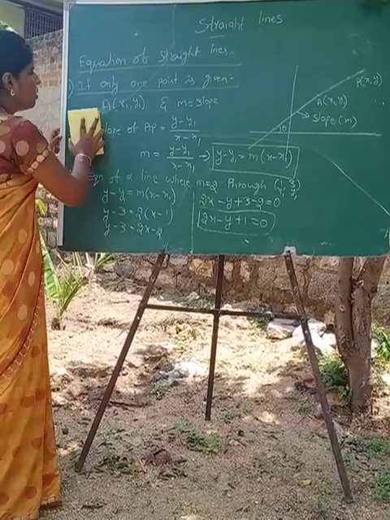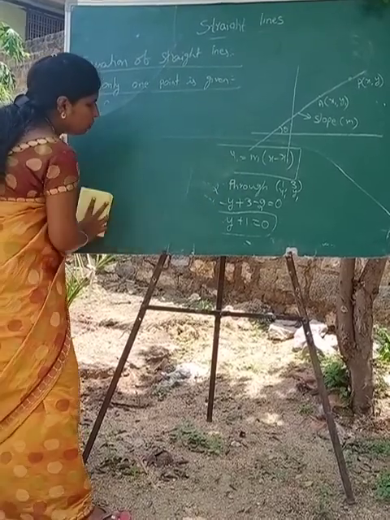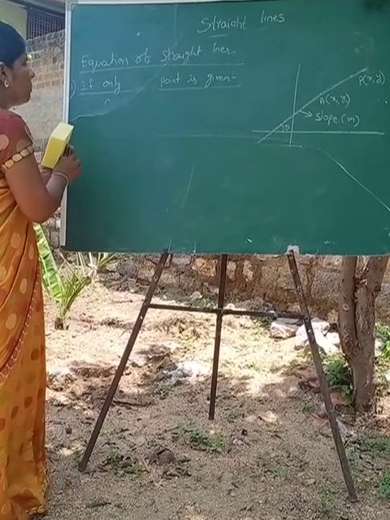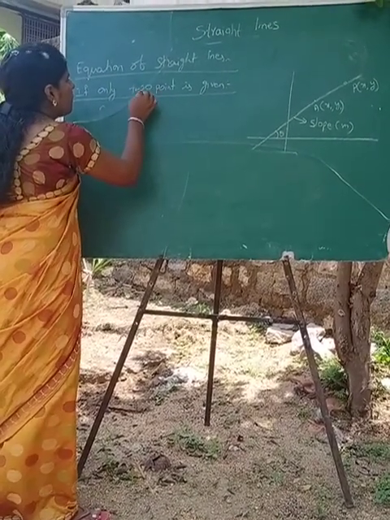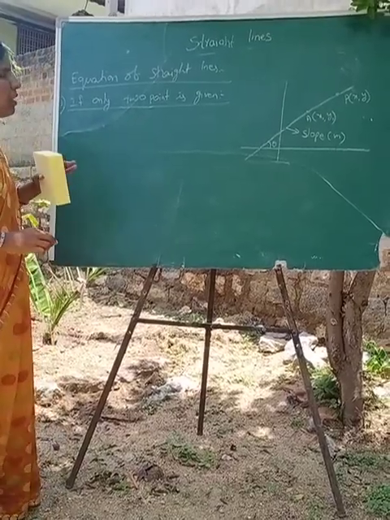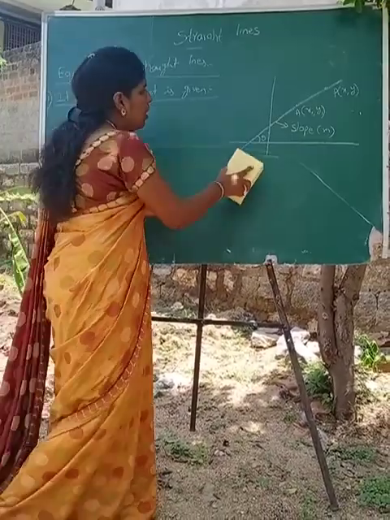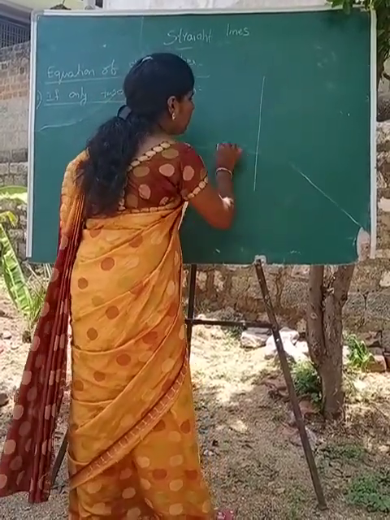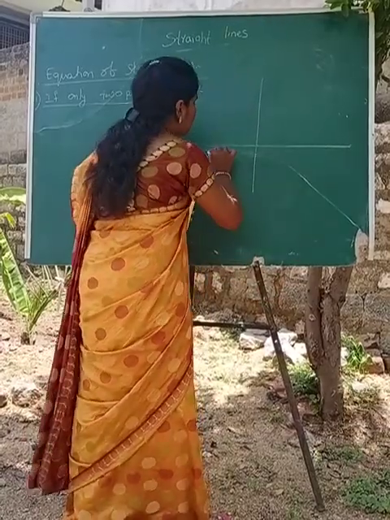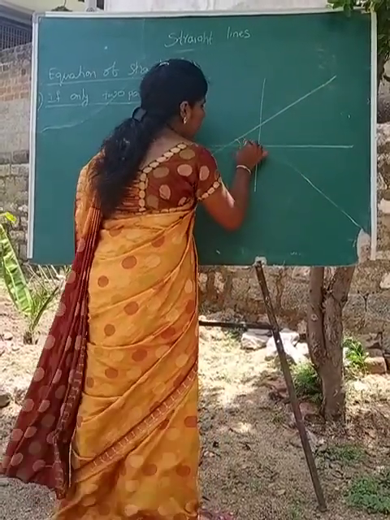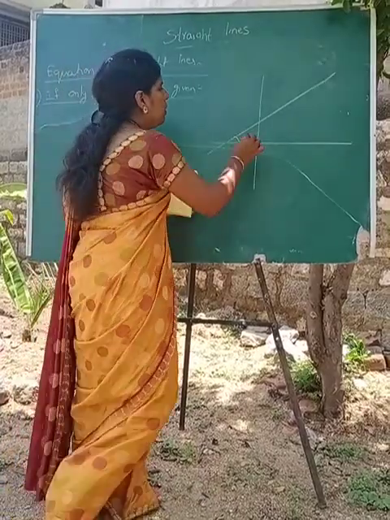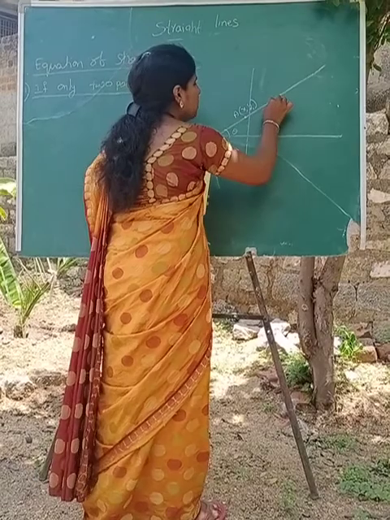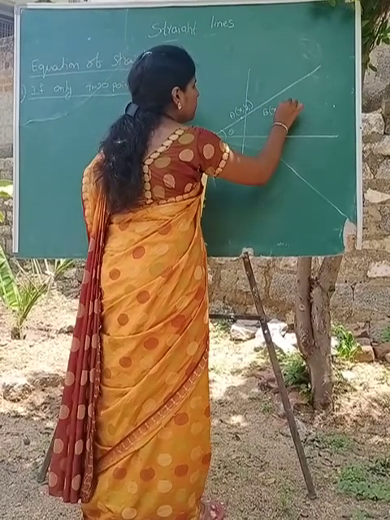Next we will go for the case where 2 points are given. We can find a straight line when 2 points are given. We are going to apply the same idea, that is the slope equation with the same axis, which makes an angle theta here. I'm going to plot 2 points here. One is the point A, x1 y1, and the other is point B, x2 y2.